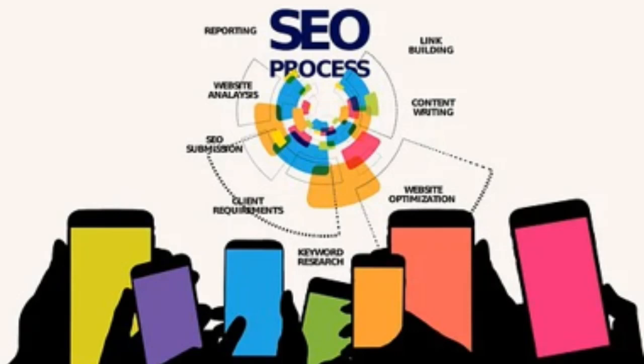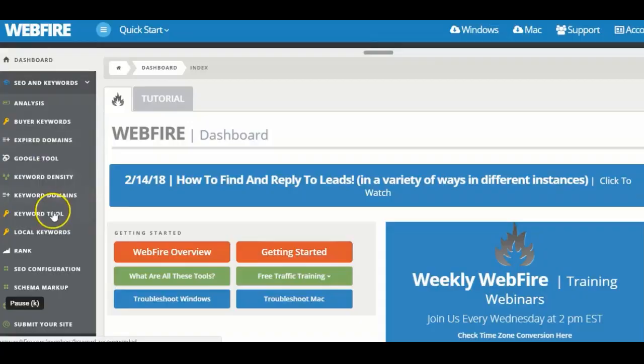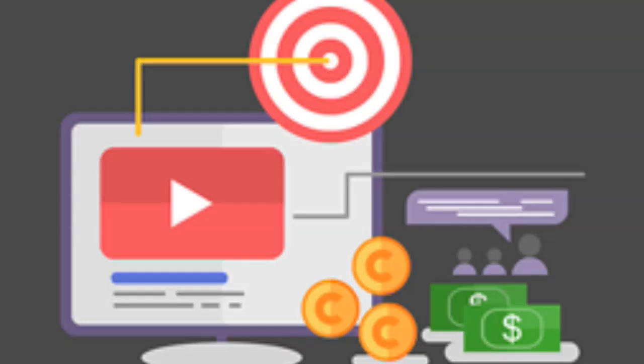Webfire 3.0 also offers a wide range of tools and features to help businesses improve their online visibility and drive more traffic to their website. These include keyword research tools, website optimization tools, and link building tools. These tools can help businesses identify and target the most relevant keywords and phrases, optimize their website for search engines, and build high-quality backlinks to boost their search engine rankings.